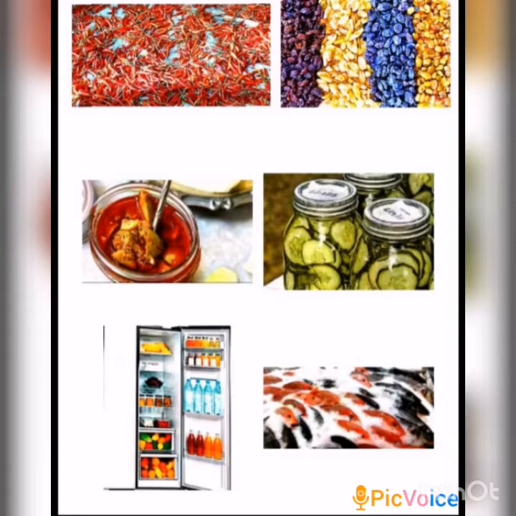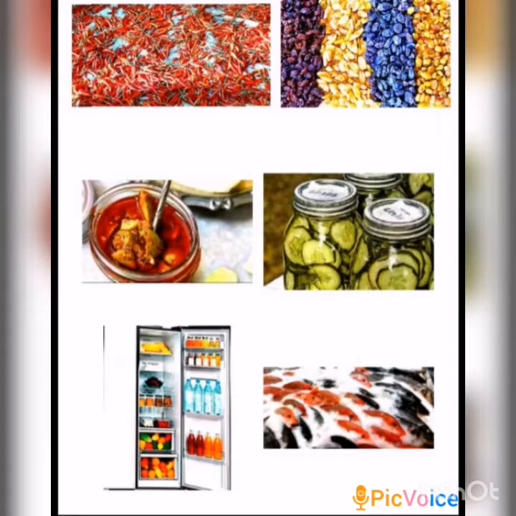Drying, pickling, refrigerating, deep freezing, canning and bottling. First, we see drying. In this method, the water is removed from food and it is usually dried by keeping it out in the sun or by wind drying. Example, red chilli and raisins are dried in this method.